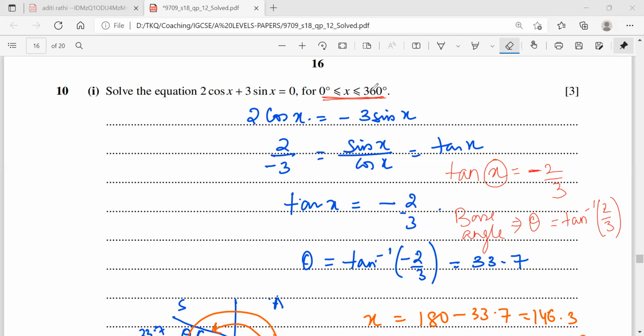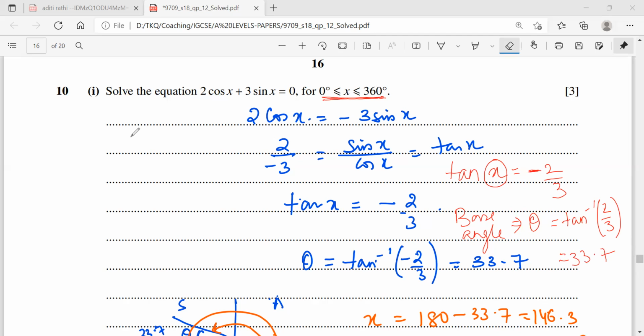0.58, 0.59. I think you're giving me the answer in radians. Can you tell me the answer in degrees? Yeah. 33.7. Your base angle is 33.7.